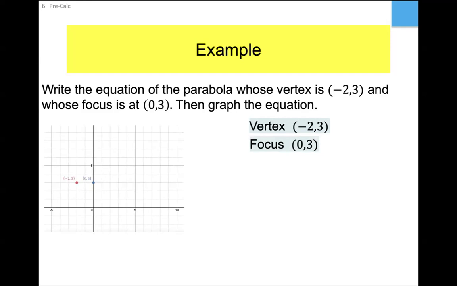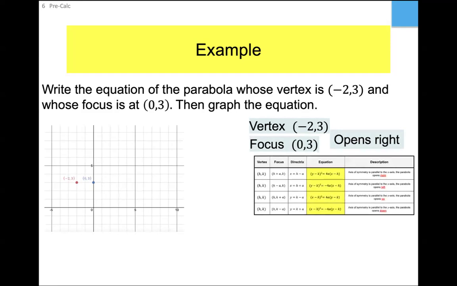The vertex is at the red dot there. And we know the focus is on the inside of the parabola. So this one, just by observation, must open to the right. The red is the vertex, the blue is the focus. The focus is always on the inside. So I know it opens right. Well, that's a good start.